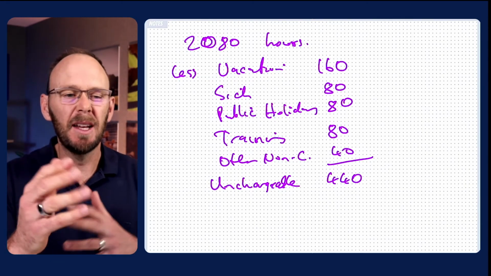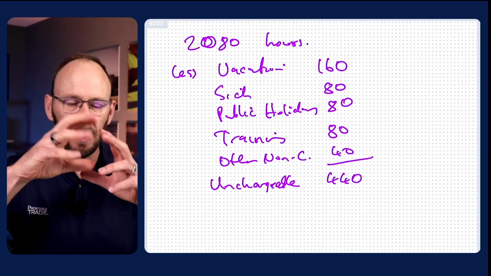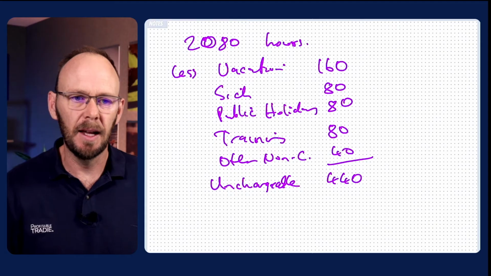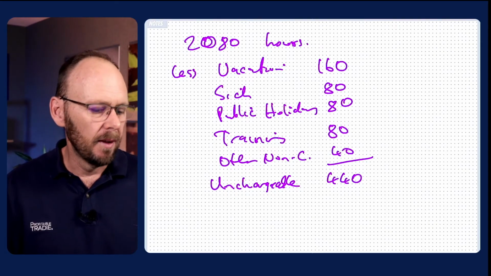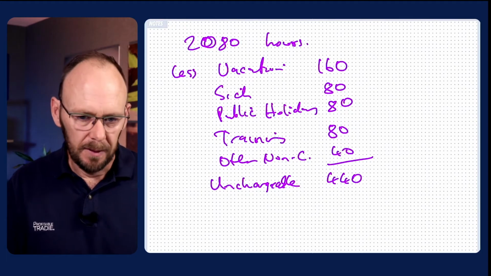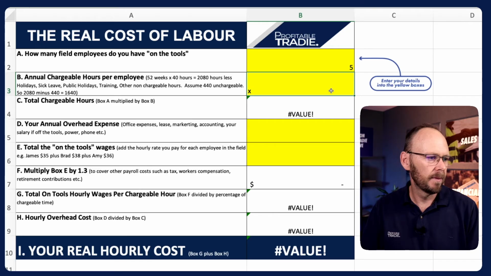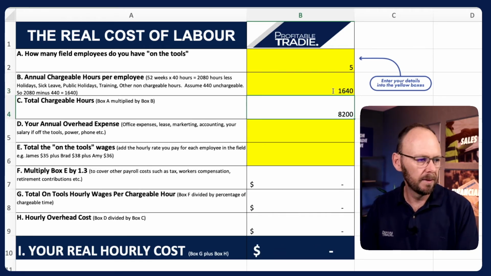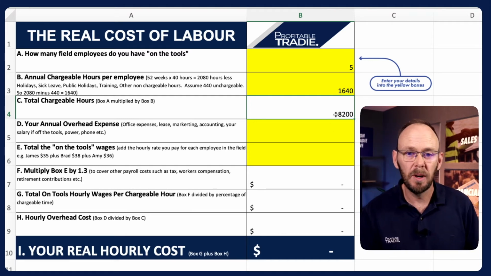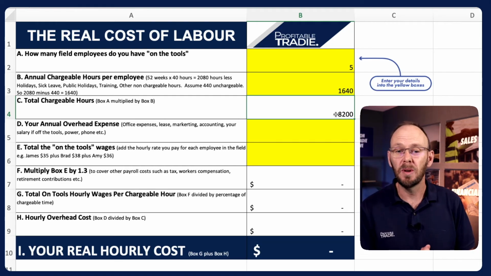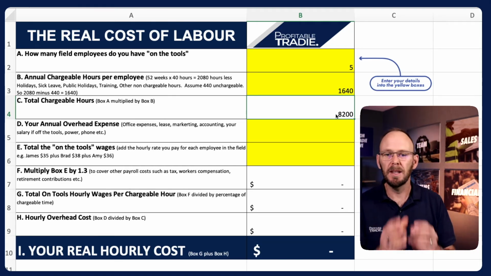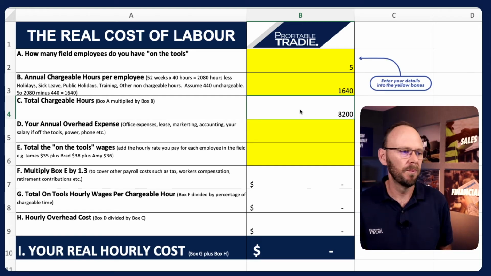So that's how I come to that. You can just work that out in your head or on a bit of paper, what it might be in your situation, and you can change that figure in the spreadsheet as well. Okay, so that's how we come to that. Let's jump back into the spreadsheet. Okay, so 1,640. There we go. So that means we've got total chargeable hours of 8,200. That's 5 times 1,640. Okay, no problem. That's how many hours we can charge out with our 5 people.